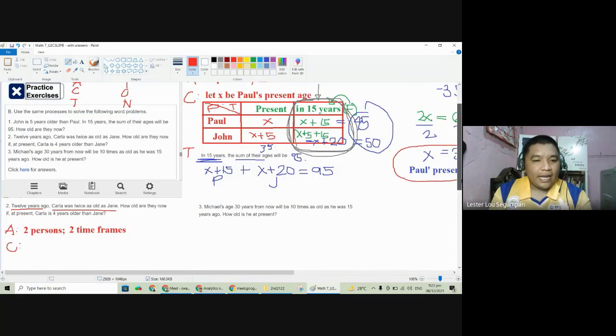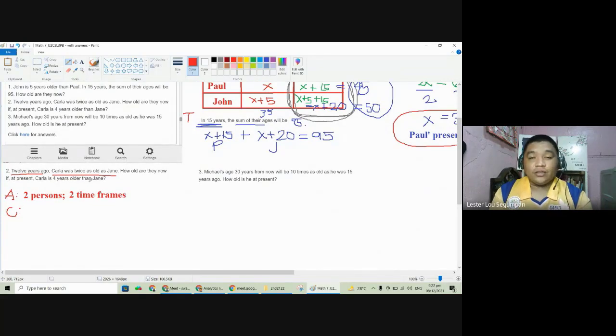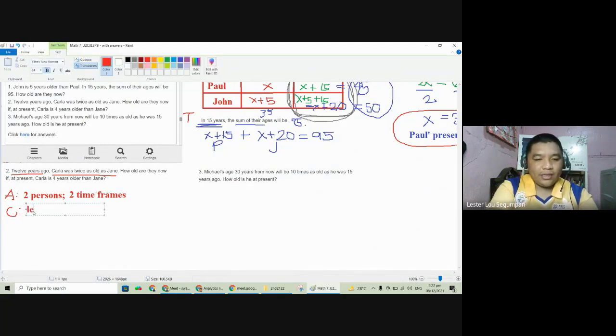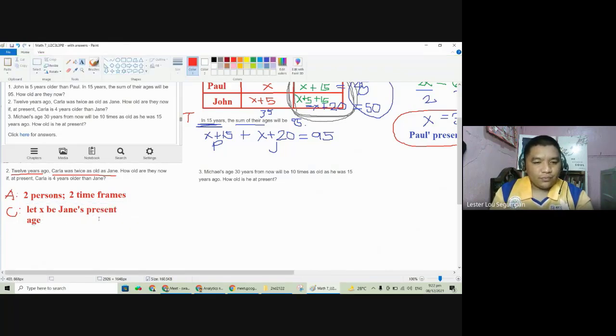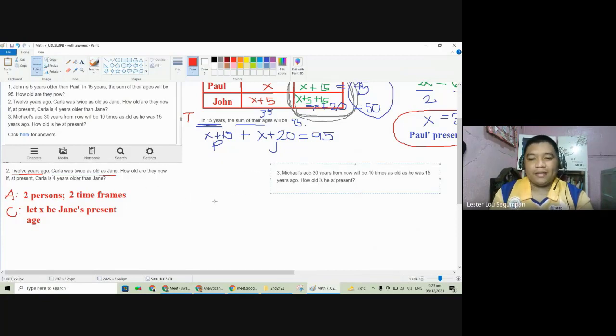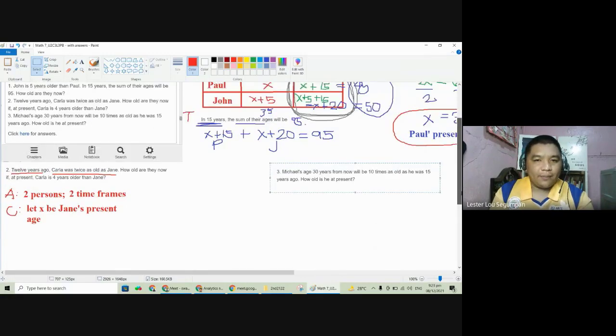Here, at present, Carla is 4 years older than Jane. So who is the younger person at present? It would be Jane. So we are going to give the representation. Let X be Jane's present age, because we are going to give it to the younger person, and the younger person at present is Jane. Let me move this a little bit farther here so that I could use this space better later. So out from this, we could come up with a table.